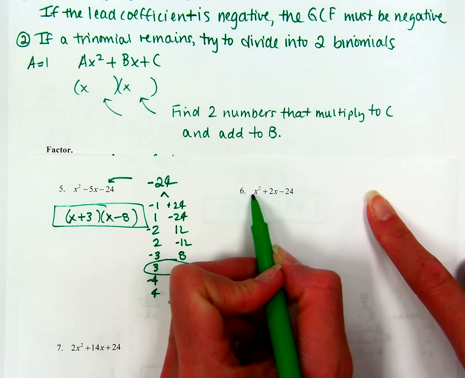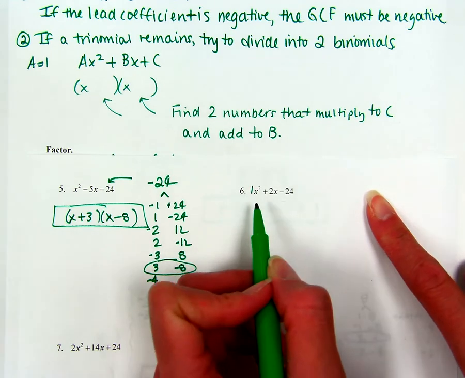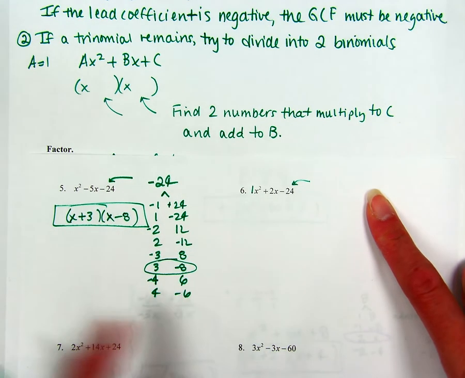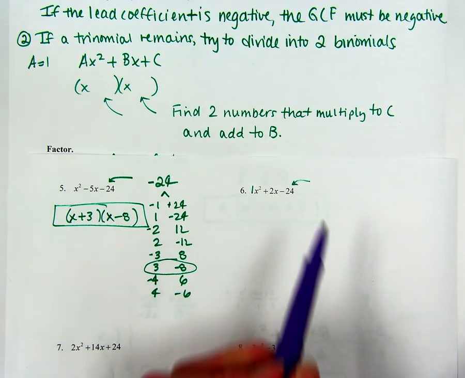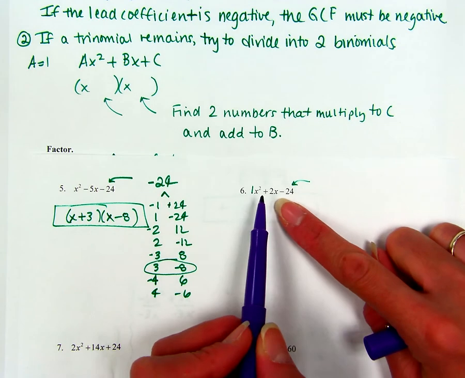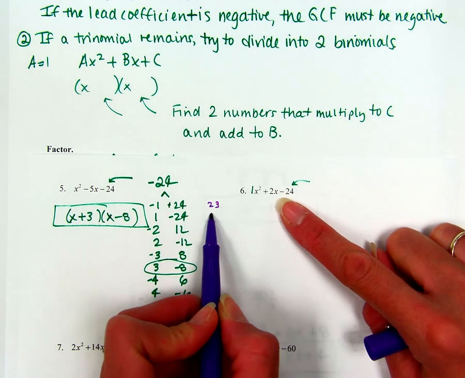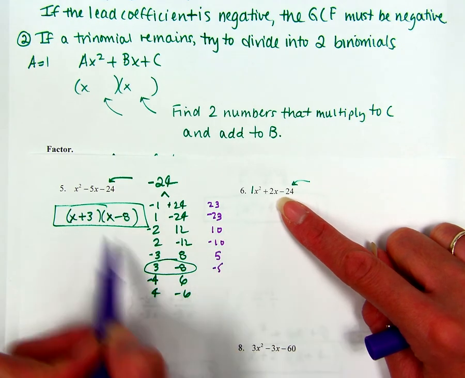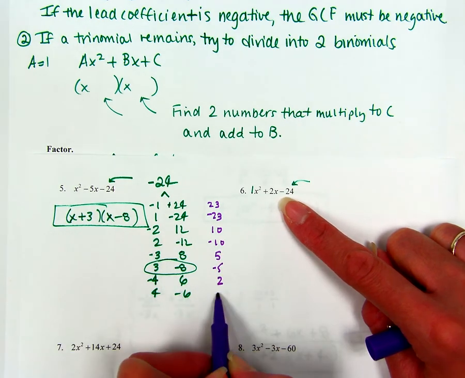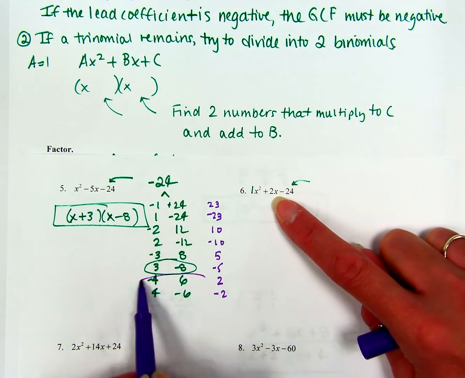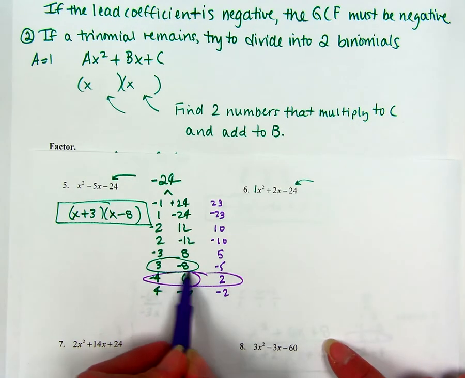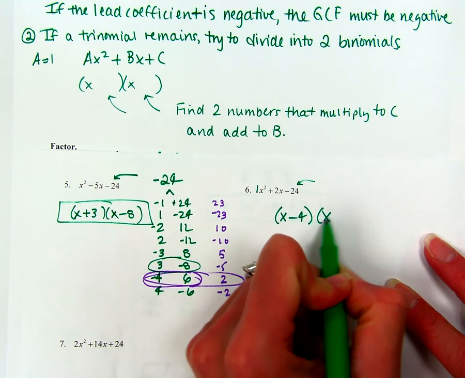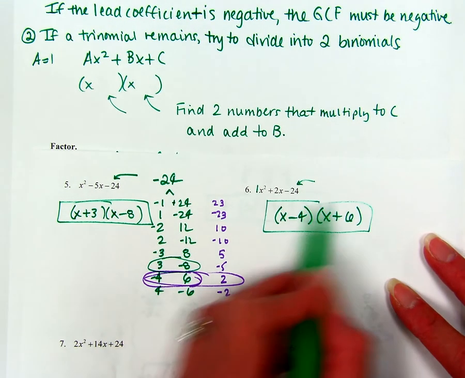All right, number 6. Same concept. There's no GCF because there's just a 1 right here, so I can't divide it by anything. I need to multiply to negative 24. Well, I have this same list. I just made it, so I don't need to rewrite it. This time I need something to add to positive 2. We said this adds to 23, negative 23, 10, negative 10, 5, negative 5. That was what we wanted in the last problem. Here we want 2 and negative 2. We want to add to 2, so I need that one. So negative 4 and 6. That means I'm going to write x minus 4 and x plus 6. And I'm all done.